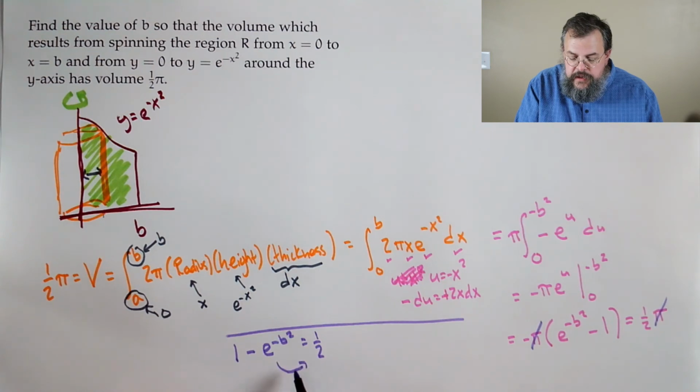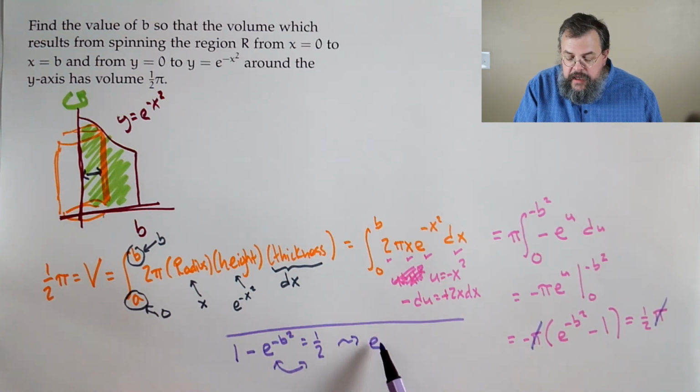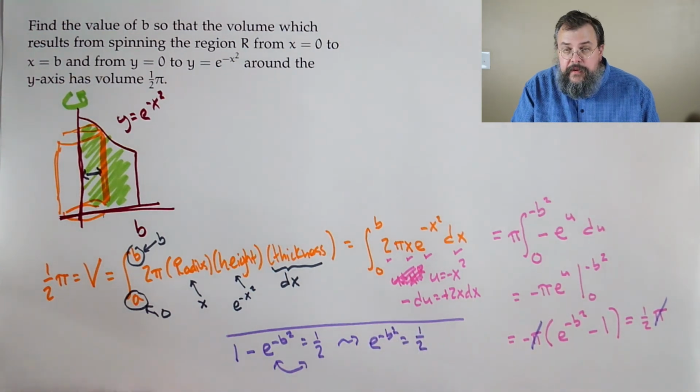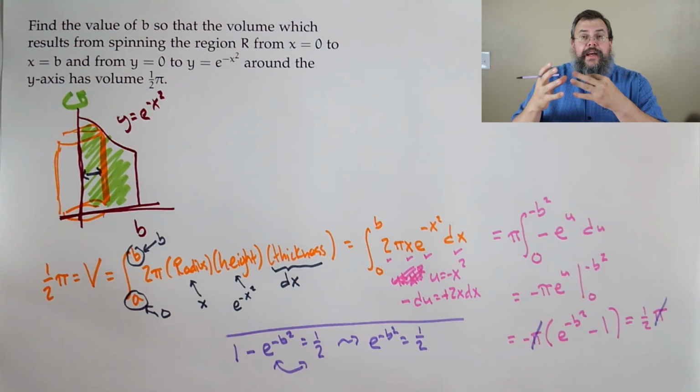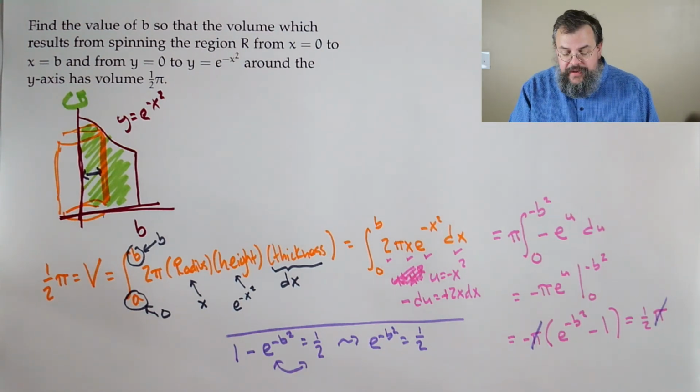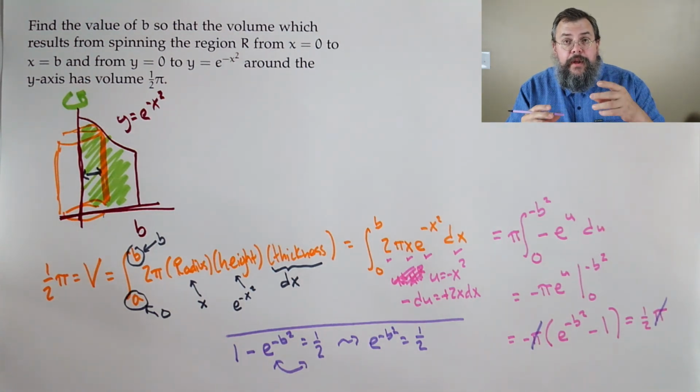Well, just swap those two. That tells us that e to the minus b squared has to be equal to a half. All right, well, that's something. Now, we need to get the b by itself. So, how can we do that? Well, we can bring the b squared out of the exponent. And then how do we do that? Well, that's natural log. Actually, there's a little trick here.